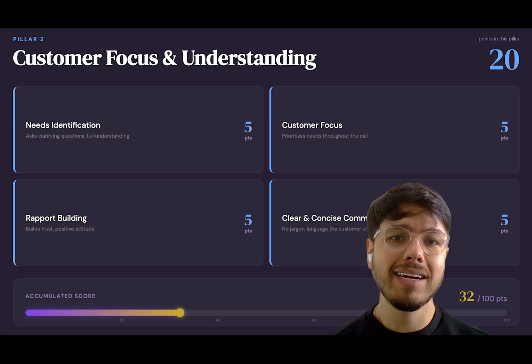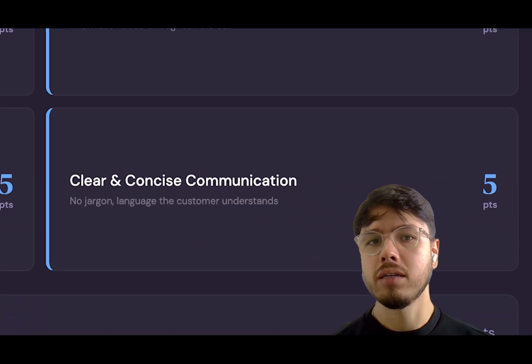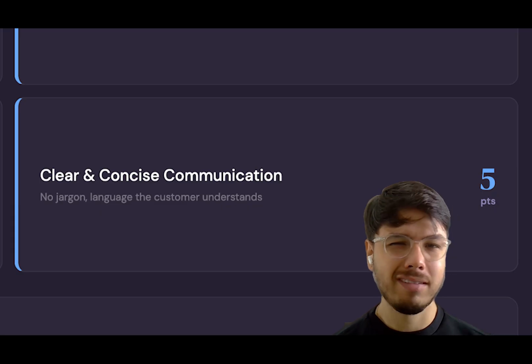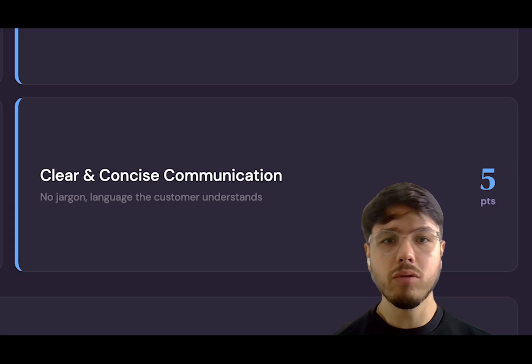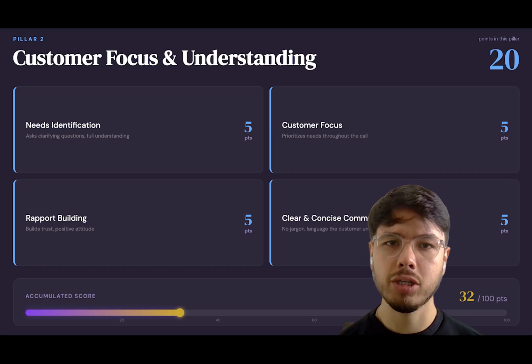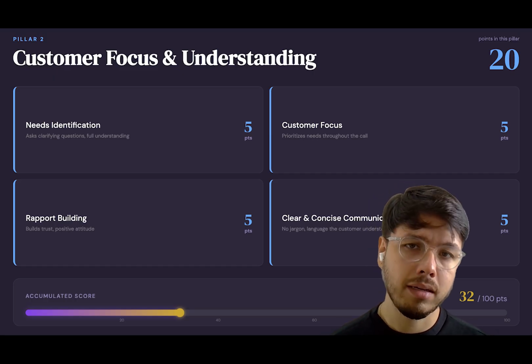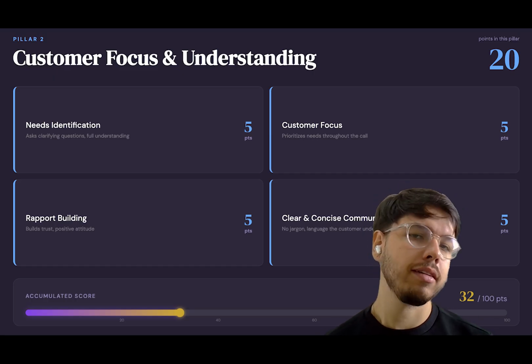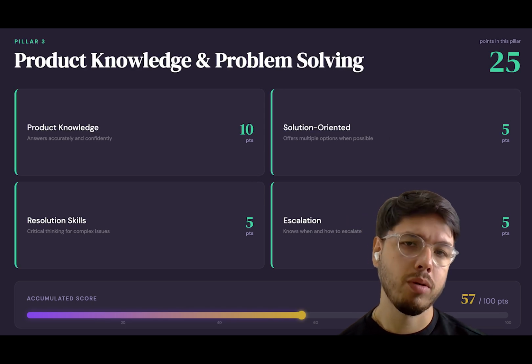Item number 4, clear and concise communication. No jargon. Language the customer actually understands. 5 more points. The total for this pillar is 20 points. Here you measure the real quality of the interaction, not just whether it was polite, but whether it was truly effective. The third pillar is product knowledge and problem solving.